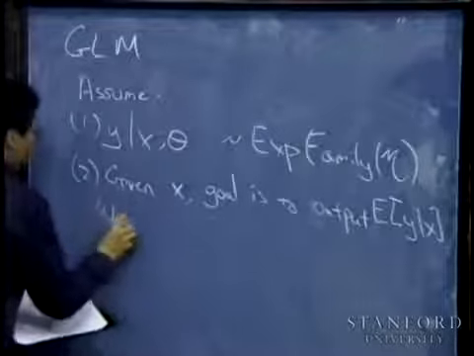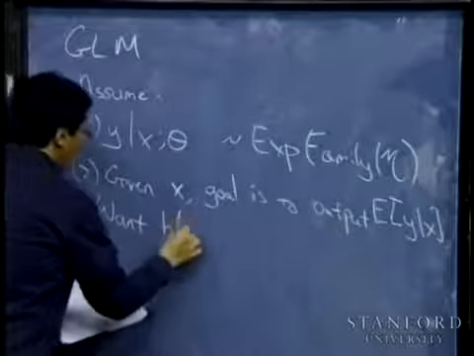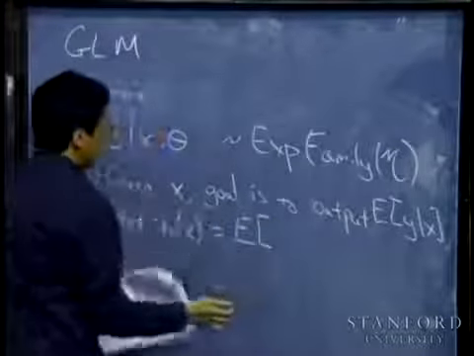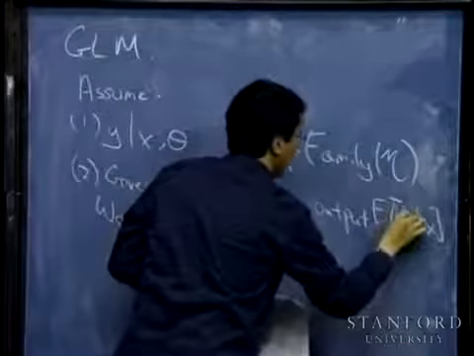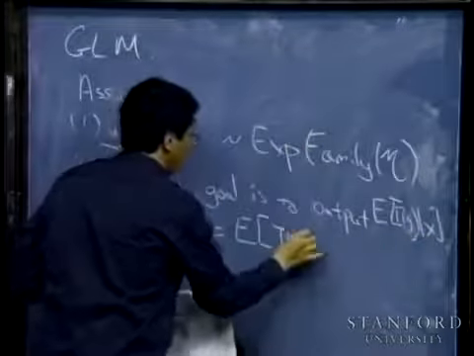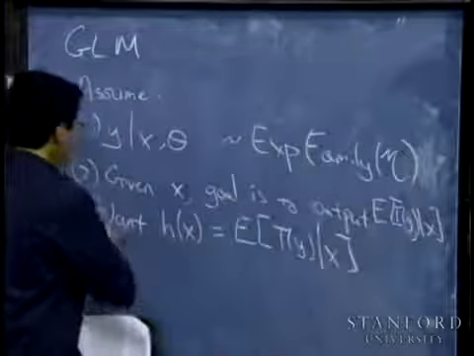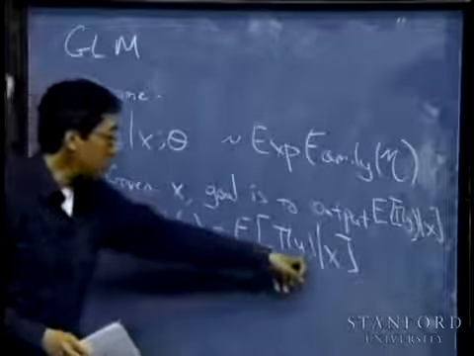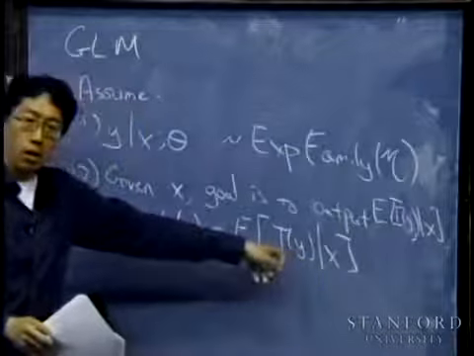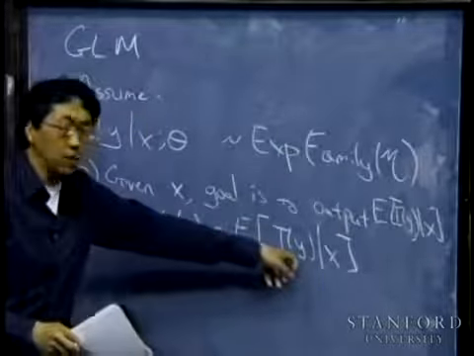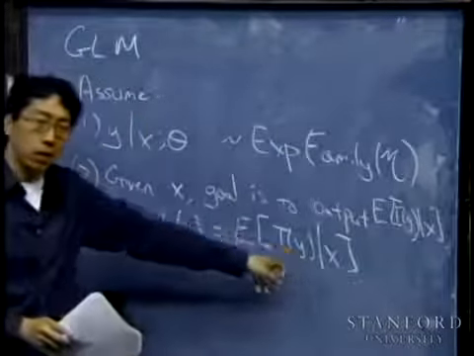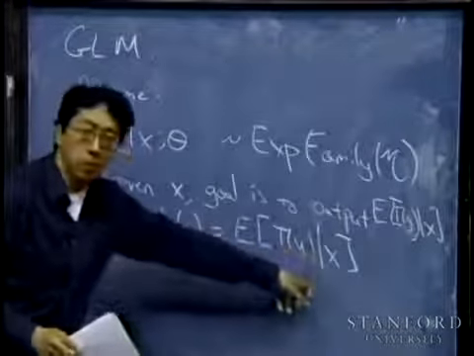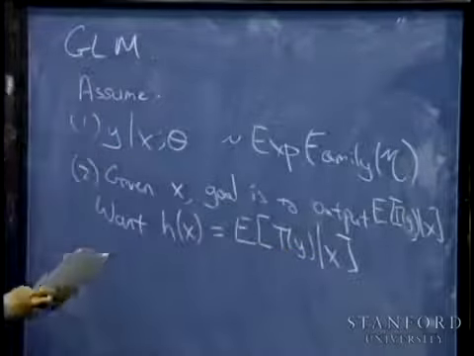So in other words, I'm saying that I want h of x to be equal to, oh, excuse me, I actually meant to write t of y here. My goal is to get my learning algorithm's hypothesis to output the expected value of t of y given x. But again, for most of the examples, t of y is just equal to y. And so for most of the examples, our goal is to get our learning algorithm to output the expected value of y given x, because t of y is usually equal to y.